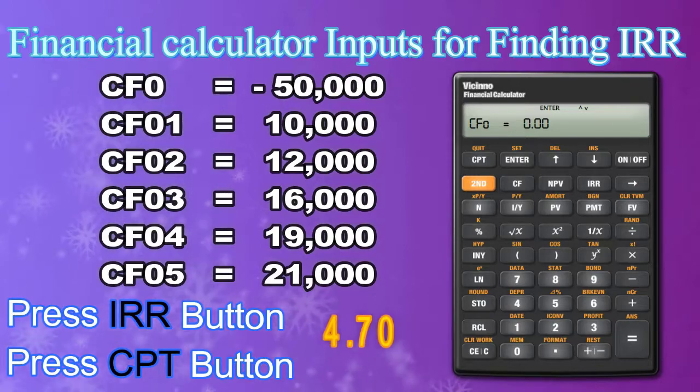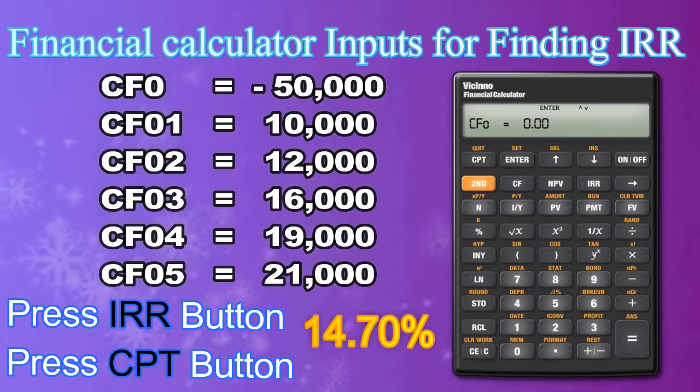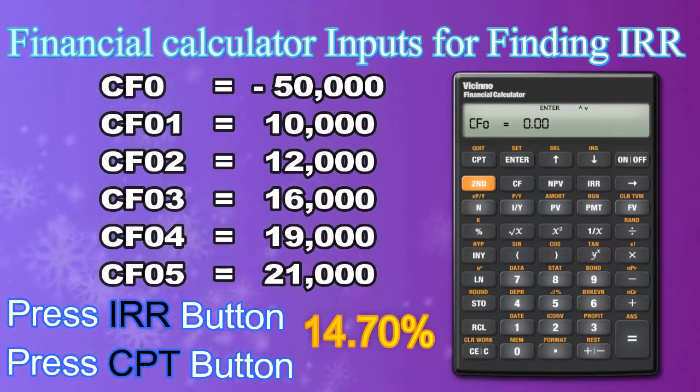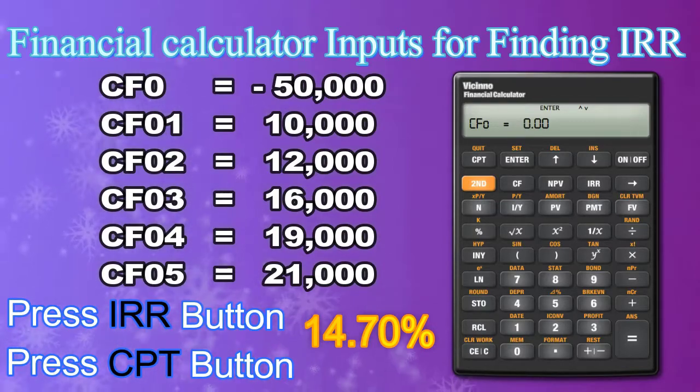After entering all the cash flows, press the IRR button on the calculator and then press the compute button. The answer would be 14.70%. Excel will give the same results.